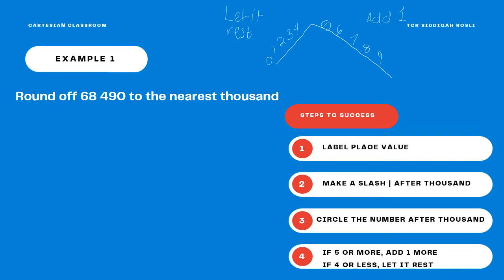So first thing first, I'm going to write down the number much bigger. So we have 68,490. So step 1 is label the place value. So let's just label them. So we have our ones, tens, hundreds, thousand, and 10,000. So step 1 done. Step 2, make a slash after thousand.